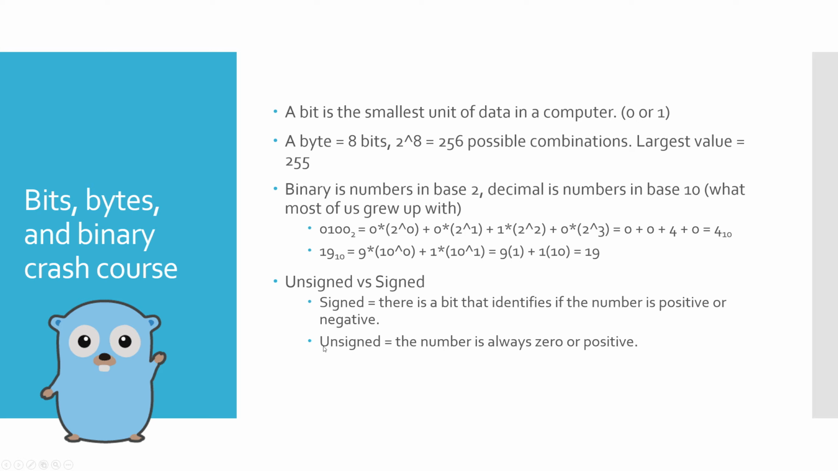Now, if someone says the value is unsigned, or an unsigned integer, that means the number is always going to be 0 or positive. Since there's no sign bit, we can't tell if this binary number is positive or negative. So that's signed versus unsigned.